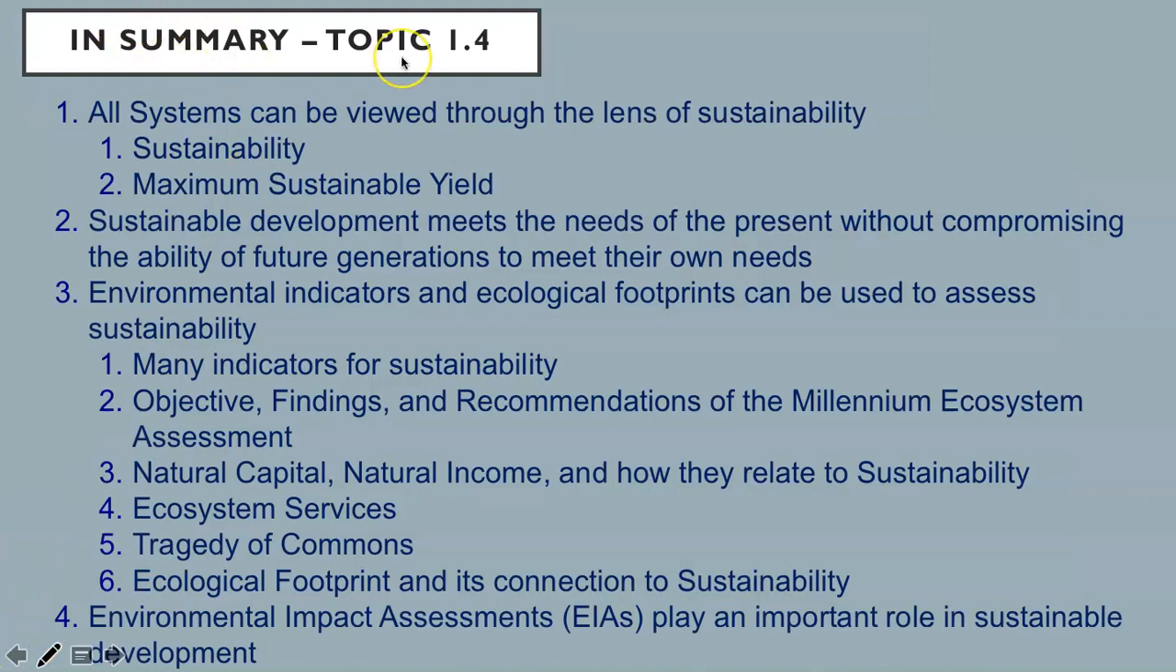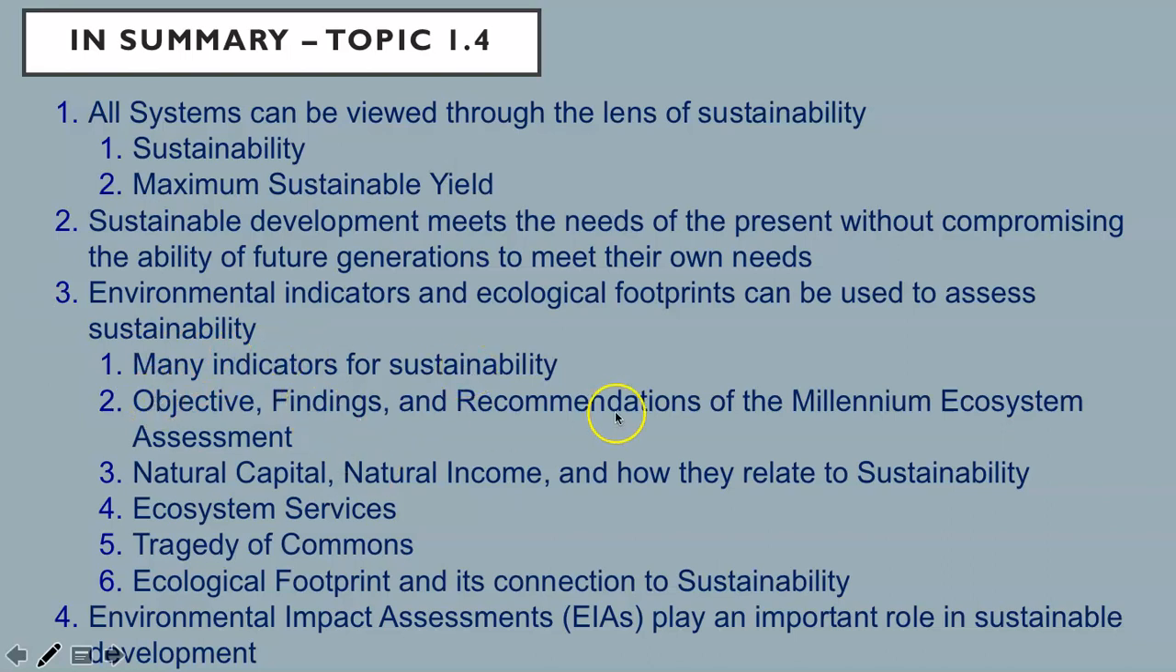This is a summary of topic 1.4. All systems can be viewed through the lens of sustainability. You should be able to understand what sustainability and maximum sustainable yield are. Sustainable development meets the needs of the present without compromising the ability of future generations to meet their own needs. Environmental indicators and ecological footprints can be used to assess sustainability. There are many indicators for sustainability.